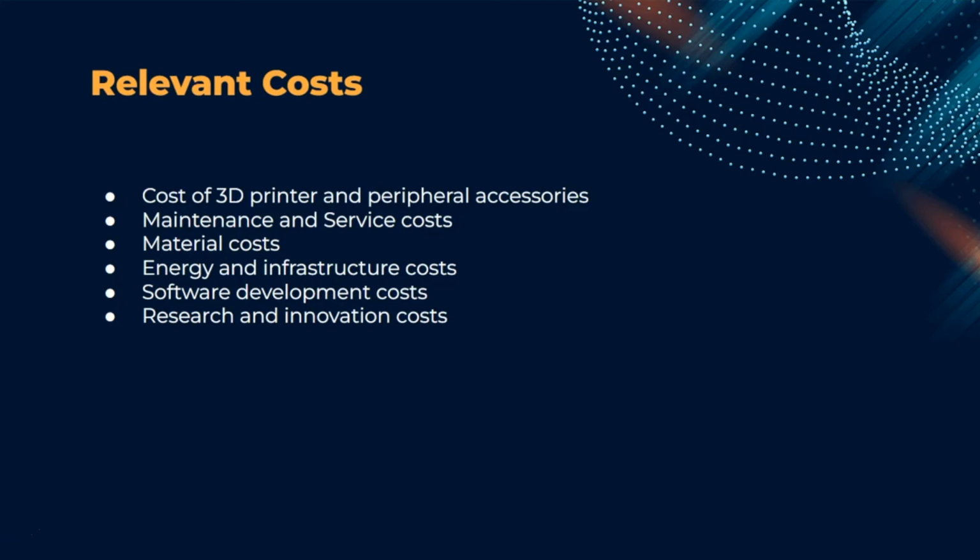Stereolithography filament costs around $50 per liter. Professional printing materials cost around $150 to $400 per liter. Selective laser sintering powder costs around $100 to $200 per kilogram.